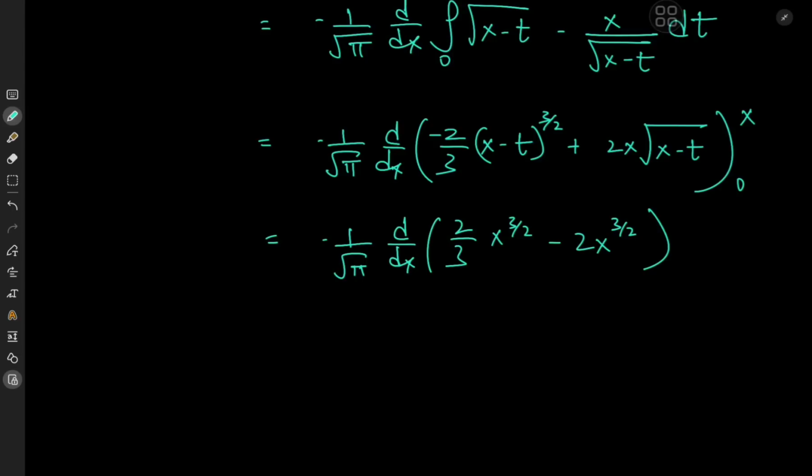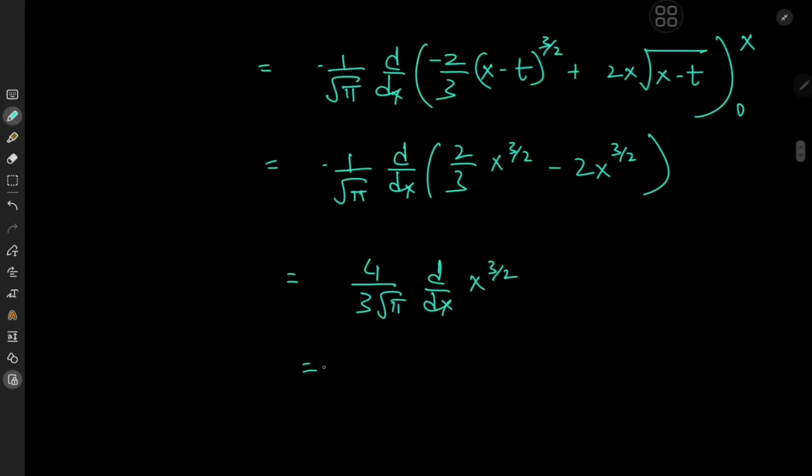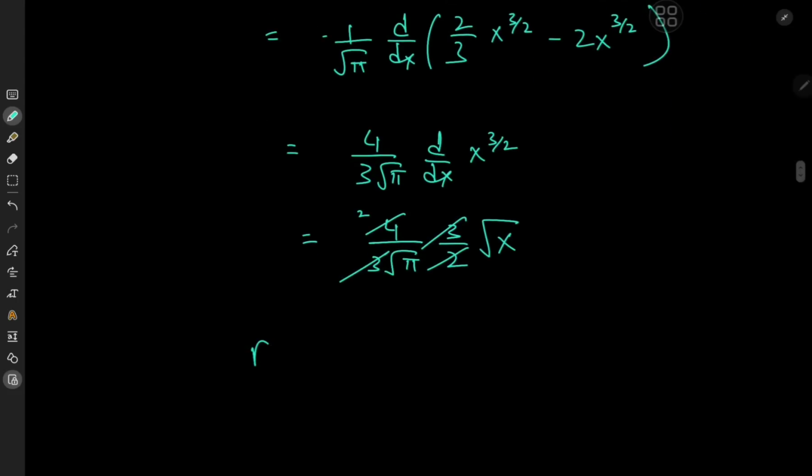That would be negative 4/3, right? So what we have here is 4/3 root pi times the derivative with respect to x of x to the 3/2, meaning that all we need to do is apply the power rule. So we have 4/3 root pi times 3/2 root x, some really nice cancellation. And finally, we have the half derivative of x sorting out to 2 by root pi times root x.